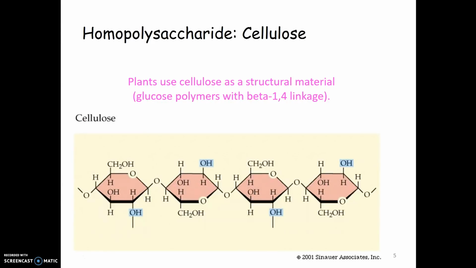All right, cellulose, on the other hand, still is made up of glucose monomer units, but as we can see from the structure, it has a beta-1,4 configuration. If you remember, our alpha amylase that breaks down our polymer is specific for the alpha anomer, and therefore our bodies can't break down cellulose. And this is what plants use as their structural material.